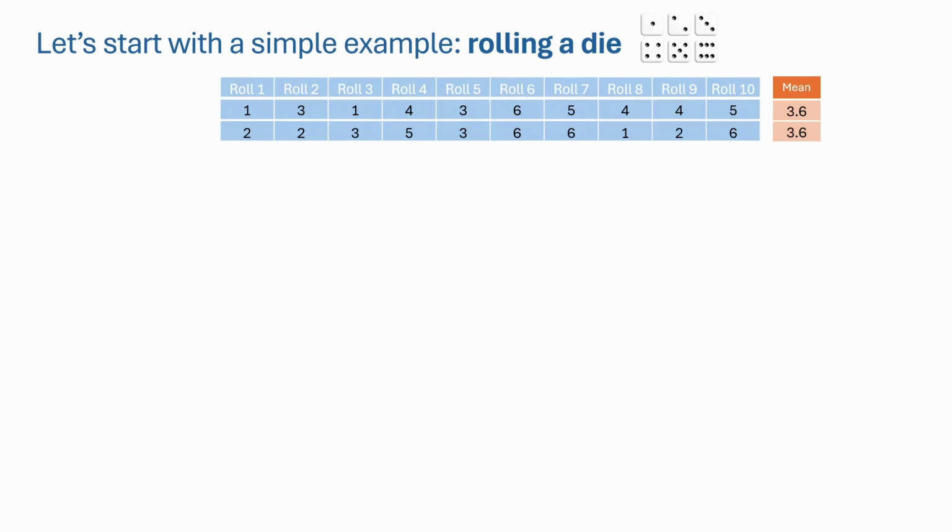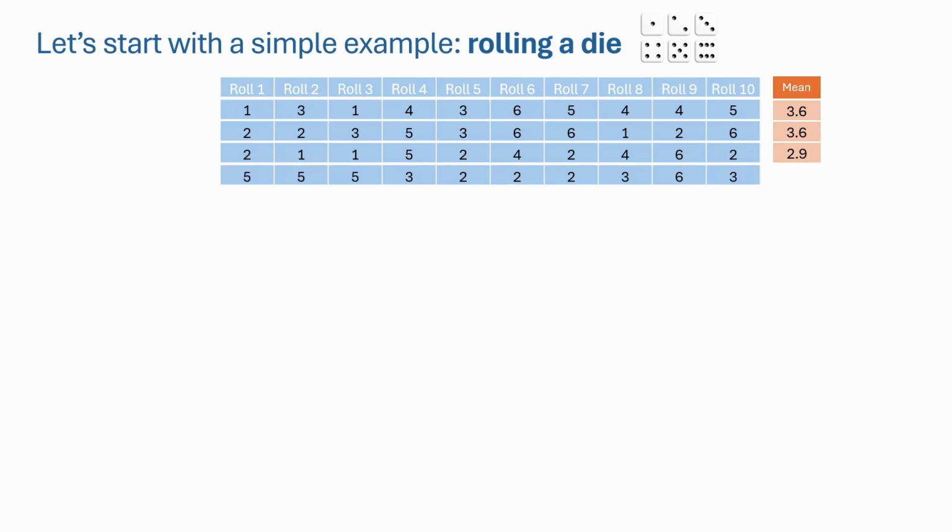You might be wondering, are all the means going to be 3.6? Not necessarily. Even though both of them have a mean of 3.6, you can see that the number combinations are not exactly the same. And we can do it again. So this time the mean is 2.9. And do it again, the mean is 3.6 again, but you can see that the number combination is different from the first two. And do it again, we're going to get the mean 3.8.